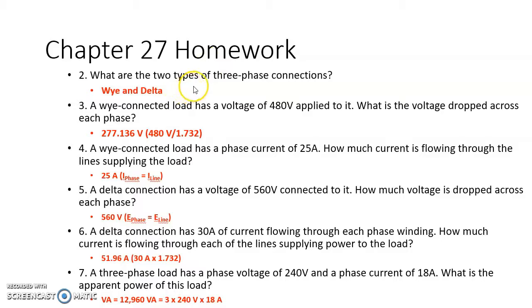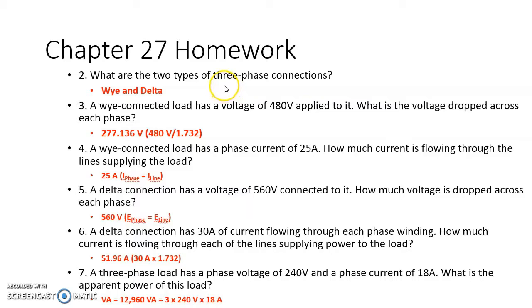I know that not everybody did the Chapter 27 homework, and that's totally fine. But let's go ahead and cover those questions. The two types of three-phase connections are the Y and the delta.